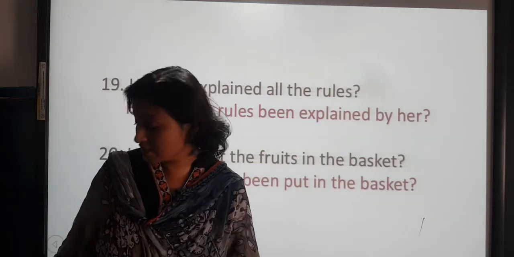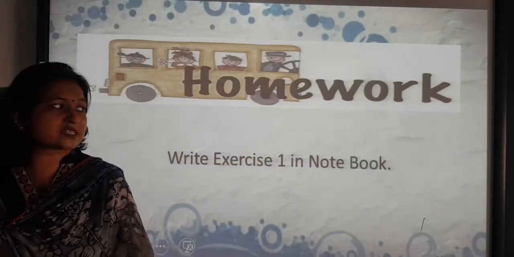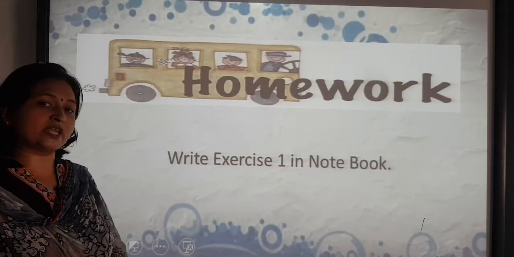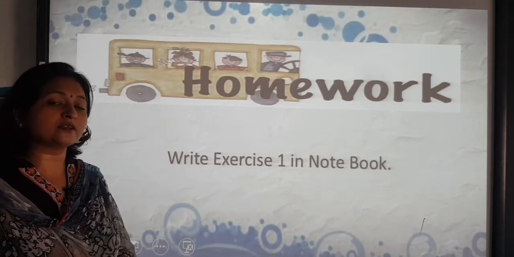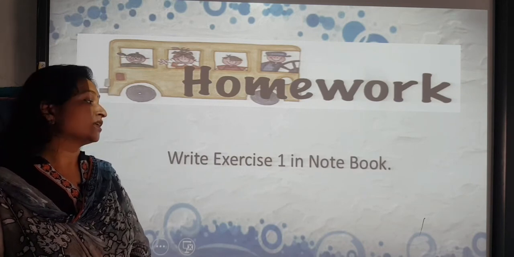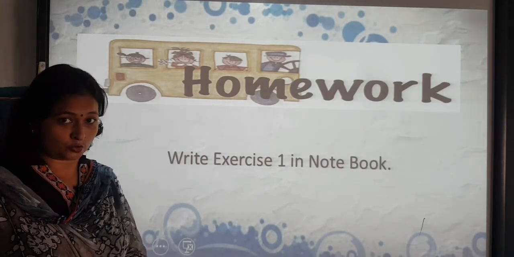So in this session we will be doing only this exercise. So homework for today is you will be writing exercise 1. 20 sentences are there that you will be writing in the notebook.